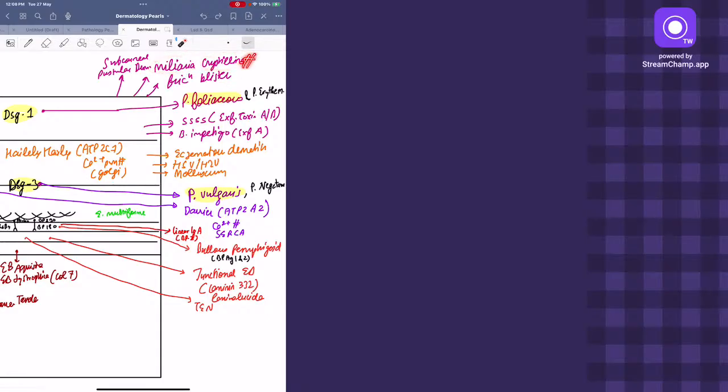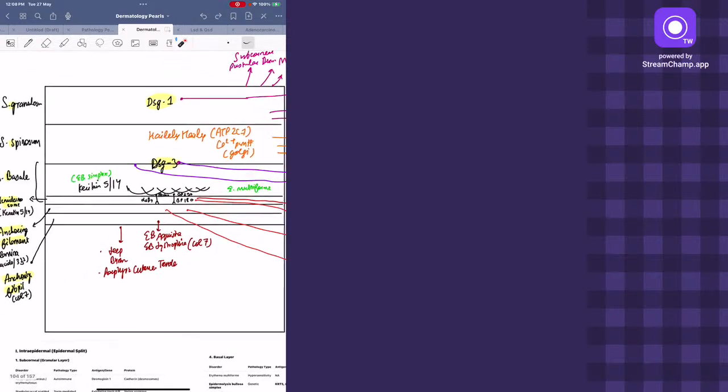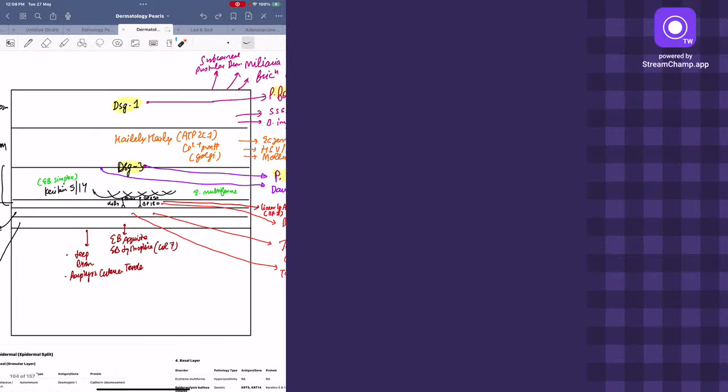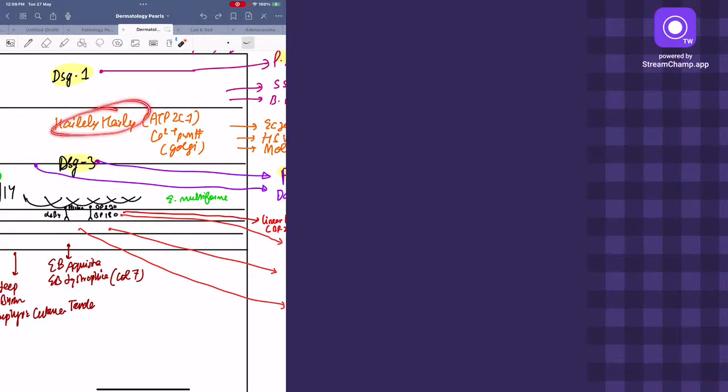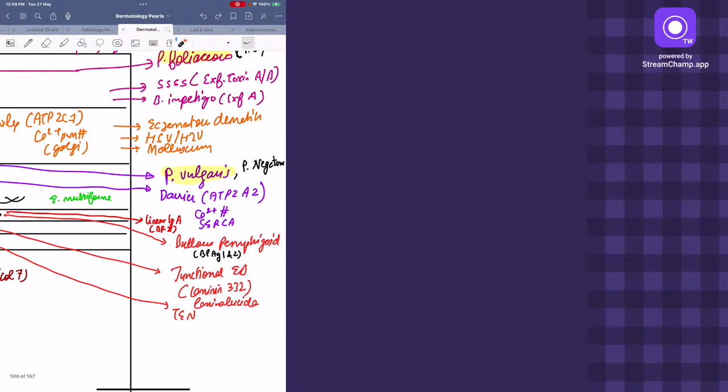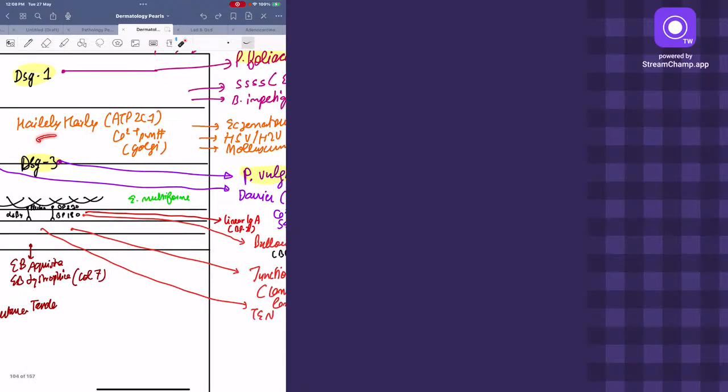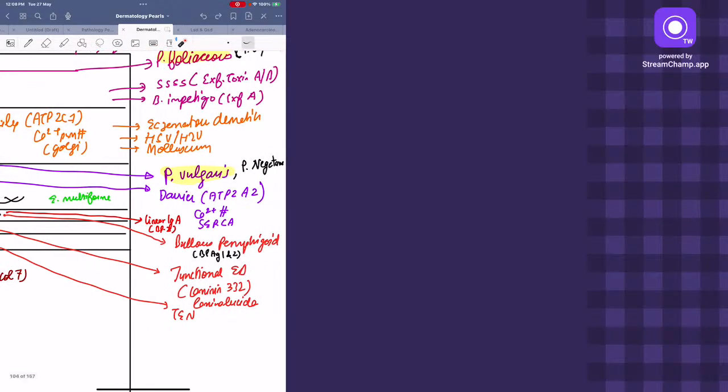It is obstruction. And then we have friction blister. Then we have subcorneal pustular dermatosis. Then in the stratum spinosum we have Hailey-Hailey disease, a defect in ATP2C1, the calcium pump, in the Golgi, and we have eczematous dermatitis, HSV, HZV, and molluscum. So basically, in the stratum spinosum, we have Hailey-Hailey, ATP2C1, calcium pump, Golgi, and eczematous dermatitis, HSV, HZV, and molluscum.